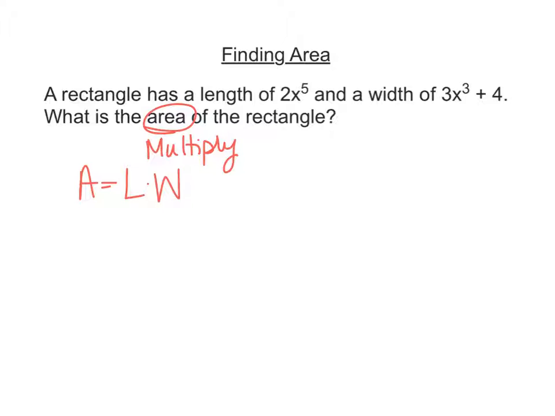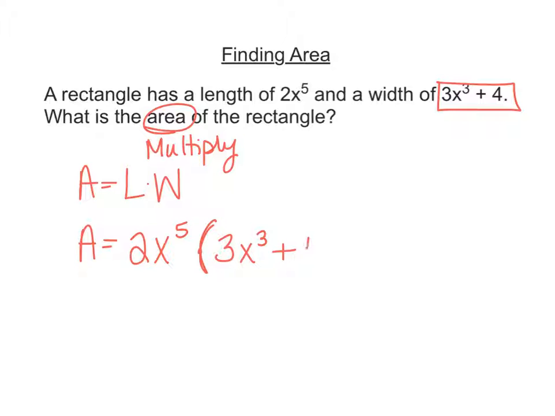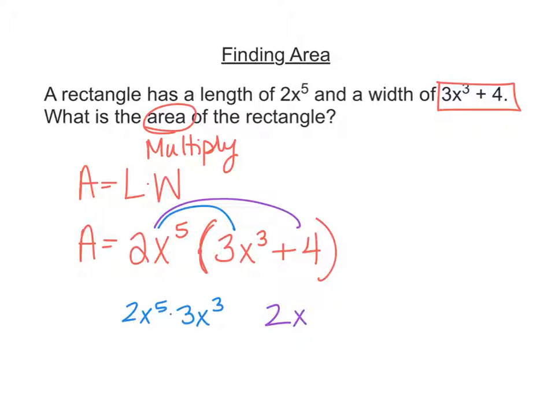So when I do that, I'm just going to set up my equation. Area equals length, which is 2x to the fifth, times the width. And because the width is this whole thing, I'm going to use parentheses so I can keep it all together. And then we're back to what we just did, distributing. So 2x to the fifth times 3x to the third. And then distribute one more time, 2x to the fifth times 4.